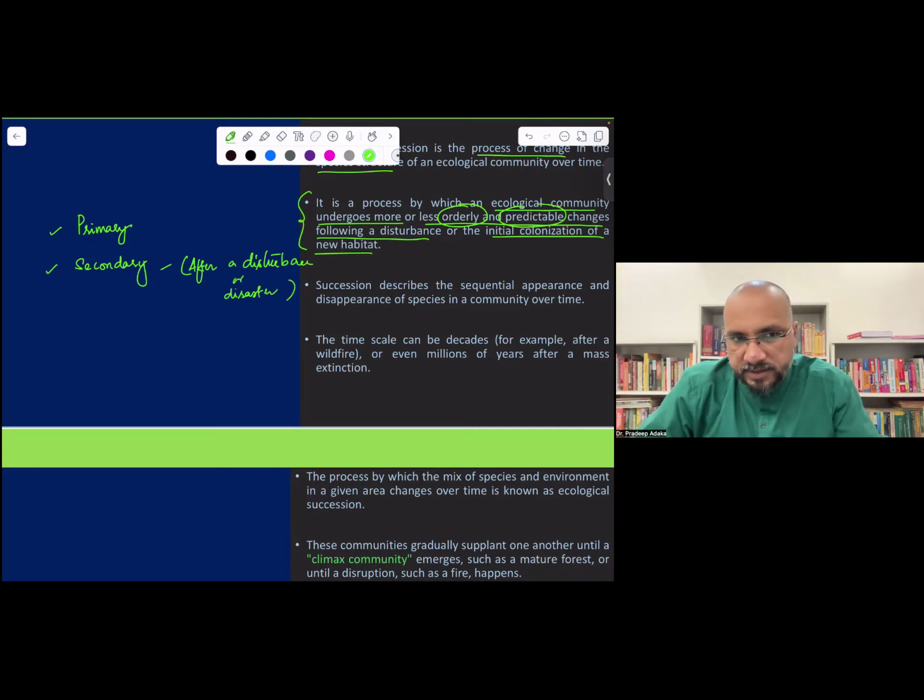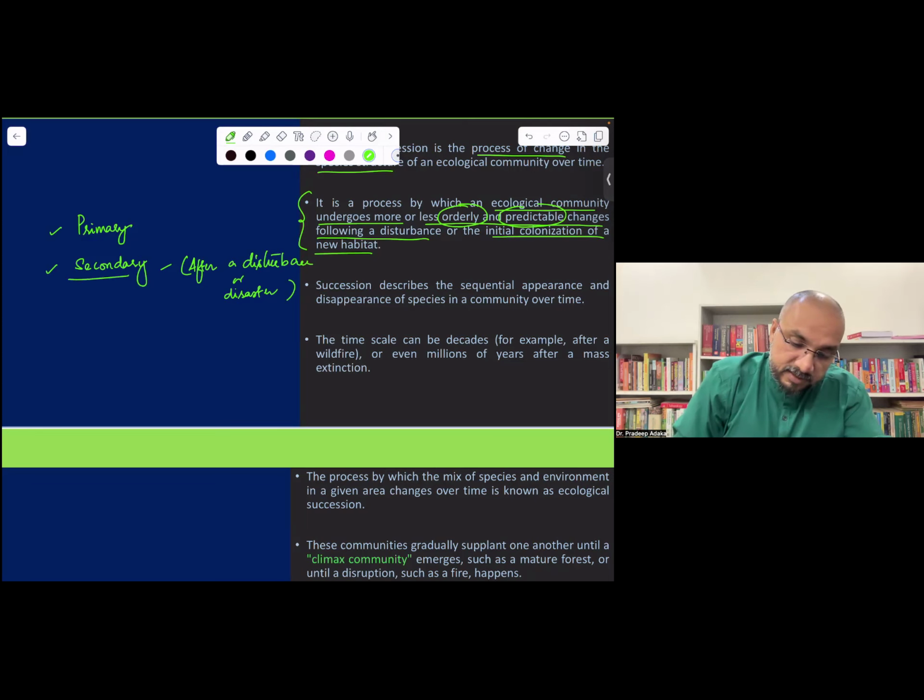Secondary succession will start. Prior to the disturbance, there was a plant community, there were animal communities, so there was an ecosystem, it was destroyed, and after that again succession begins. That is called secondary succession.